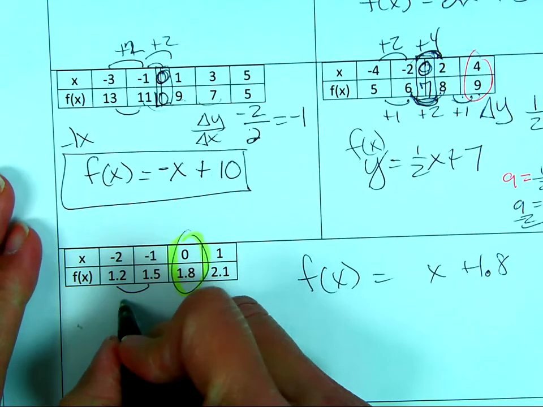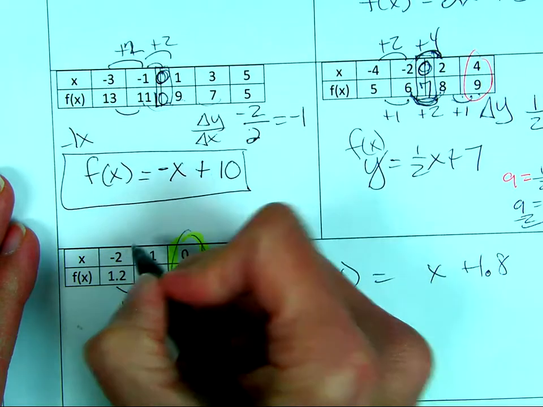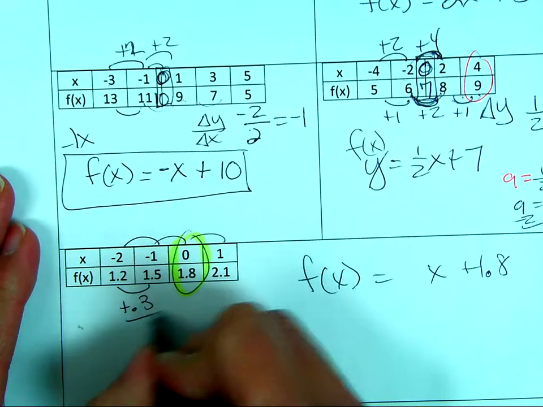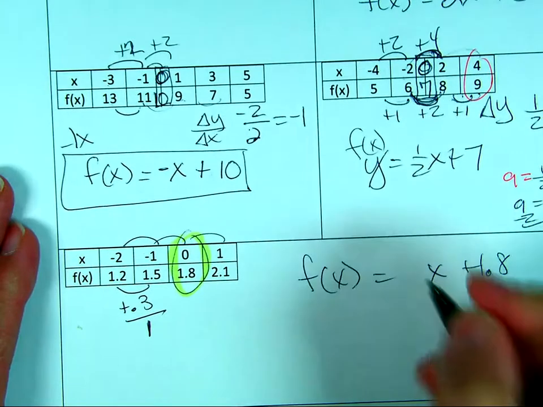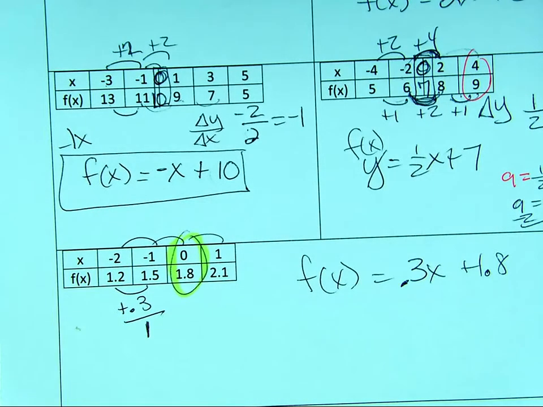Looks like going up 0.3, up 0.3, up 0.3. And this one's going up 1, up 1, up 1. So it's 0.3 over 1, or just 0.3. So I just say, oh, it's 0.3. Voila, I'm done.